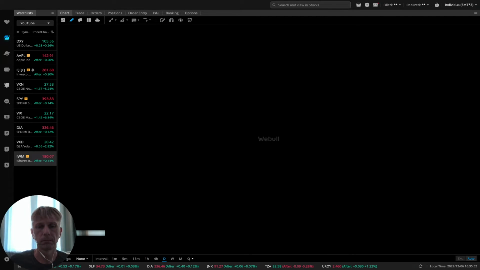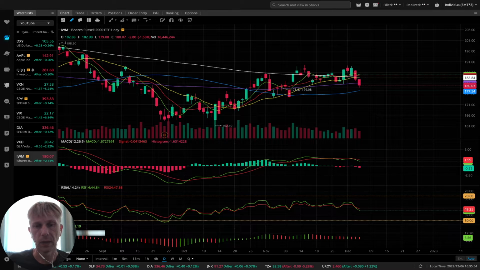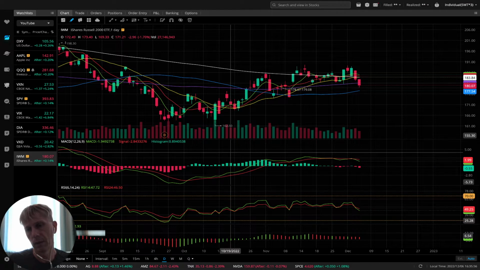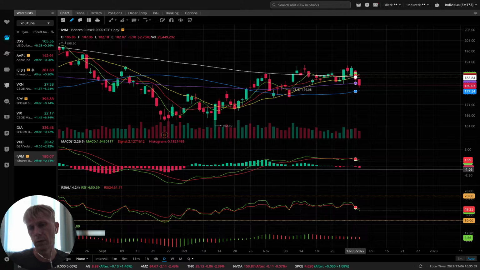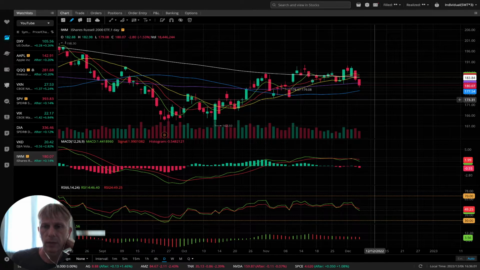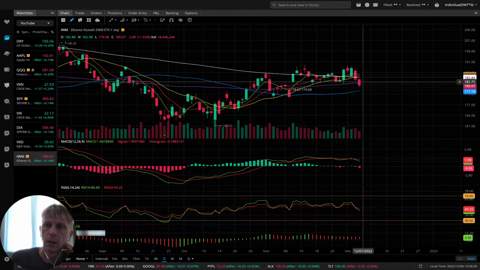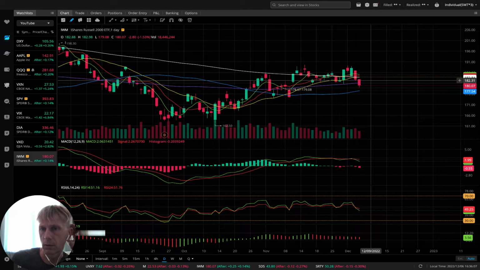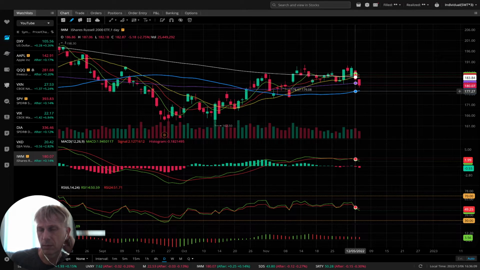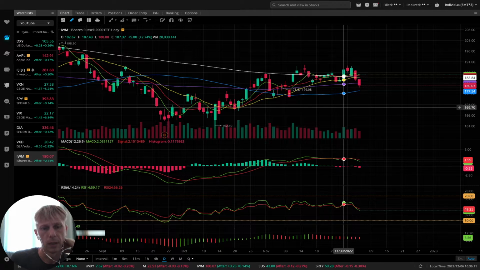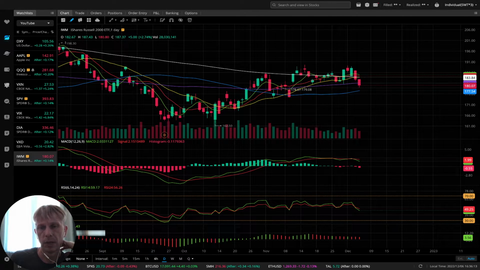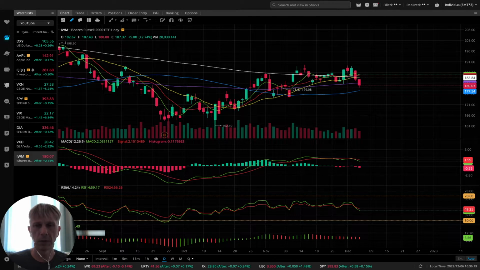IWM daily. Still bearish crossover on all indicators, bearish trend. It closed below MA 200. Closed below all moving averages except MA 50. On daily, it's a bearish trend. Below MA 200, it's a bearish trend.